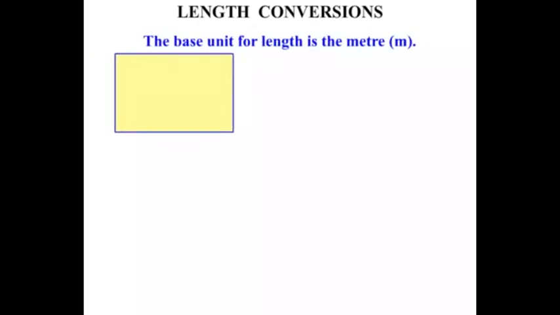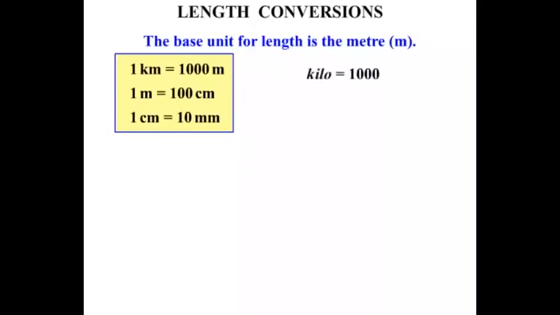In this lesson we do some work on length conversions. Now the base unit for length is the meter. We've seen these before, but let's go over them. 1 kilometre equals 1,000 metres. 1 metre equals 100 centimetres. And 1 centimetre equals 10 millimetres. Now the word kilo equals 1,000. That's useful to see. So a kilometre is 1,000 metres. The word milli means 1,000th. So a millimetre is 1,000th of a metre.